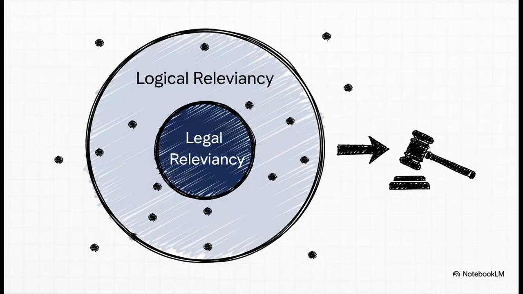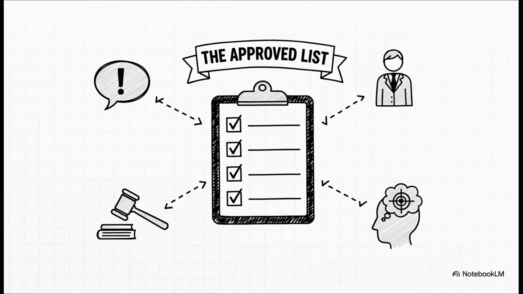A great way to picture this is to imagine a big circle of everything that's logically connected. But inside that big circle, there's a much smaller circle. That's legal relevancy. For a fact to even have a chance of being heard in court, it has to fall inside that smaller, legally approved circle. So what's actually on this exclusive list? Well, the law is pretty specific. It includes things like confessions, opinions from experts, facts that might show a motive, and sometimes even judgments from past court cases. These are all pre-approved as legally relevant.